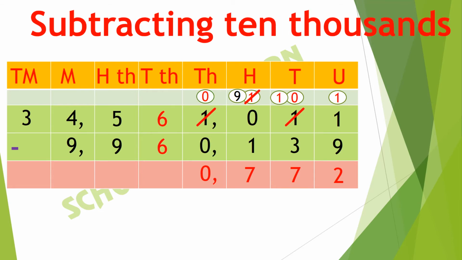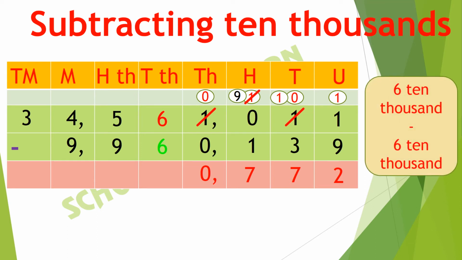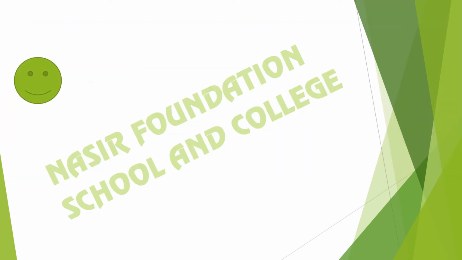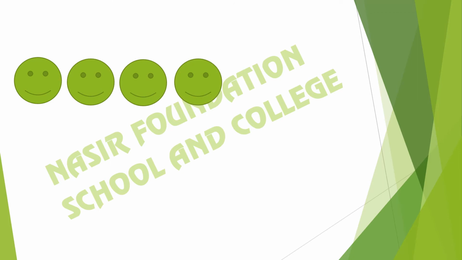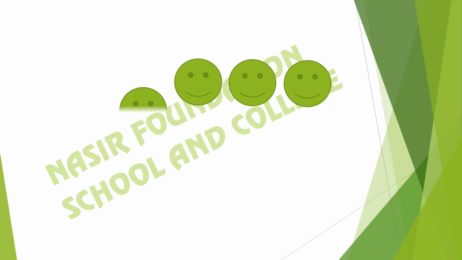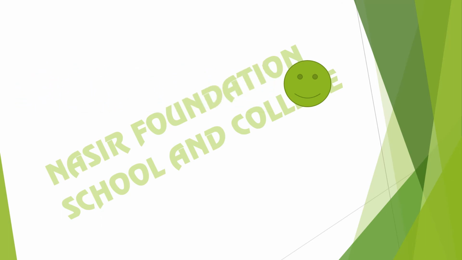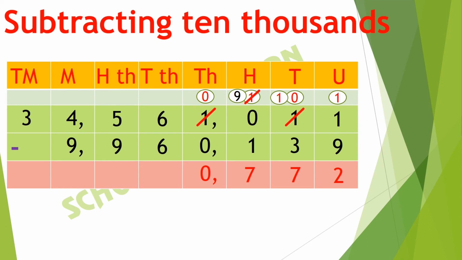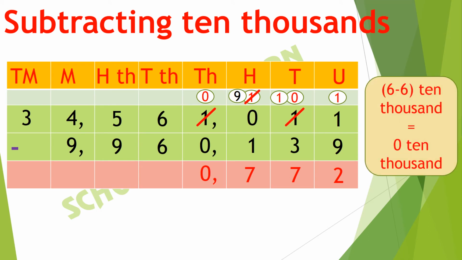After the subtraction of thousands, we will move towards the 10,000s. We have to subtract 6 ten-thousands out of 6 ten-thousands. 1, 2, 3, 4, 5, 6. Now we will subtract 6. 1, 2, 3, 4, 5 and 6. Here we are left with 0. It means if we subtract the same number we get 0.